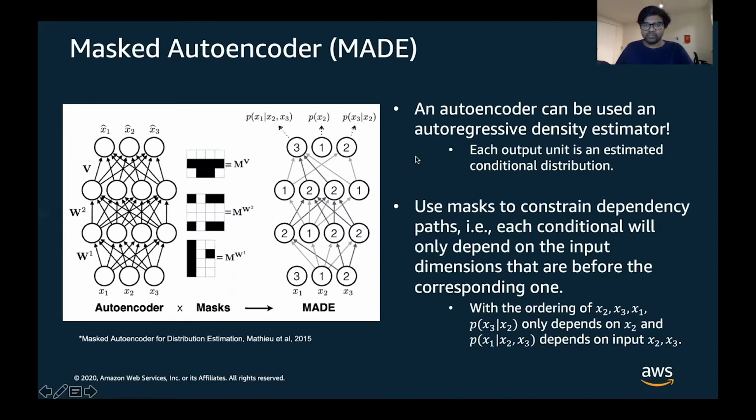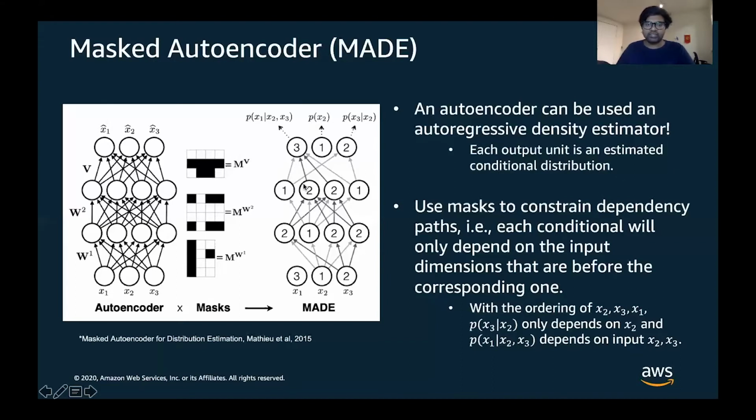So to use a simple autoencoder as a density estimator, we have to make sure that there is no path from this x3 output unit to, let's say, x1 or x3. Because to make sure that this only depends on the x2 input, we have to make sure there is no path tracking back from here to either x1 or x3. Similarly, because the ordering starts with x2, the output distribution here, the conditional distribution of x2, does not depend on any of the input.